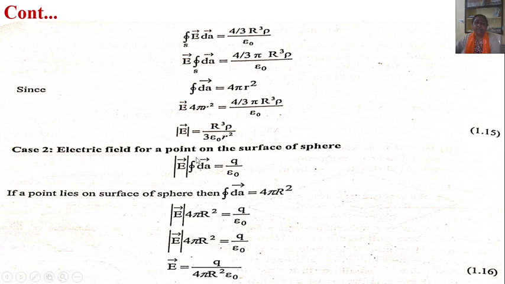Now, in case second, electric field for a point on the surface of the sphere. Now, so E into closed integral dA equal to Q upon epsilon 0. If a point lies on the surface of the sphere, then closed integral dA equal to 4 pi r square, and therefore E into 4 pi r square equal to Q upon epsilon 0. Therefore E equal to Q upon 4 pi r square into epsilon 0.